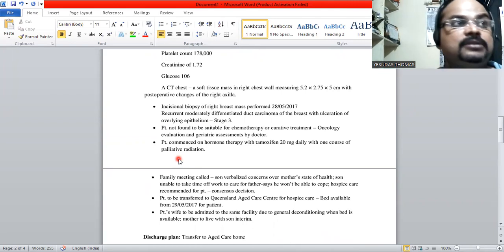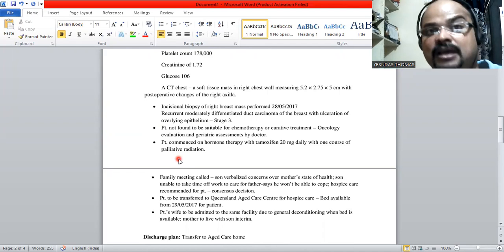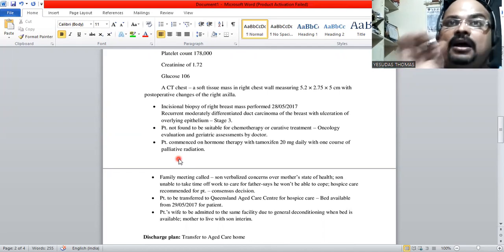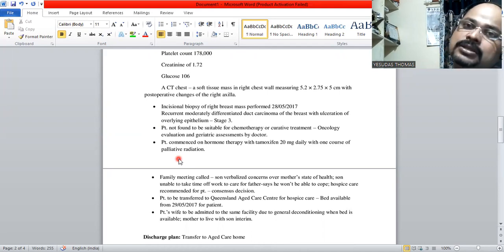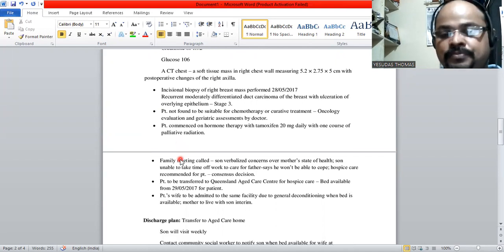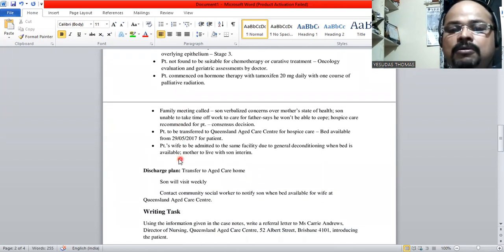Now, you know that Mr. Joseph Nutt has difficulty caring for his father, and his mother too is facing some deconditioning. He has work and he is not able to care for both his parents. So he's planning to transfer Mrs. Nutt also to the old age care.